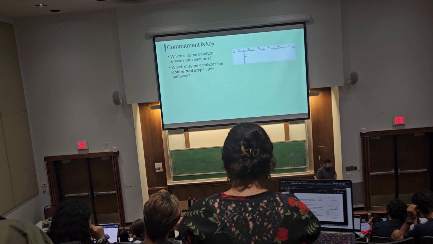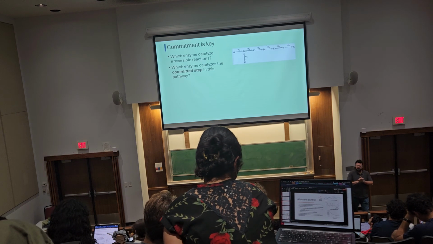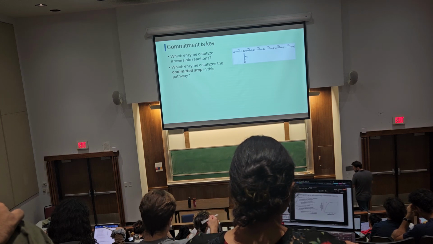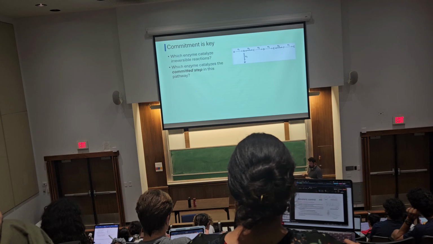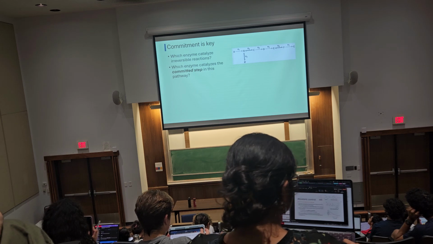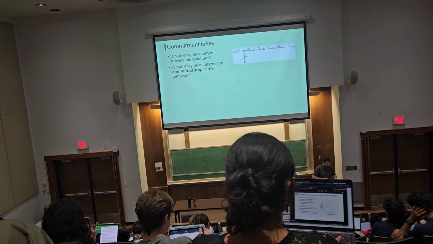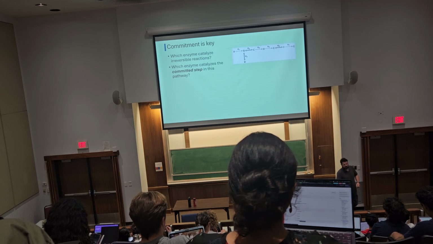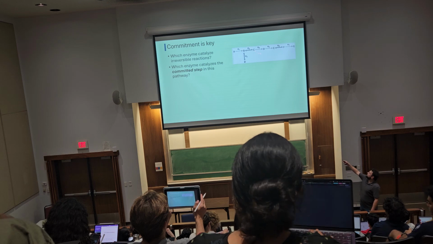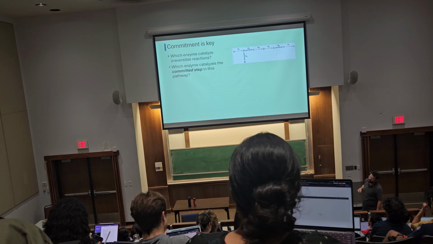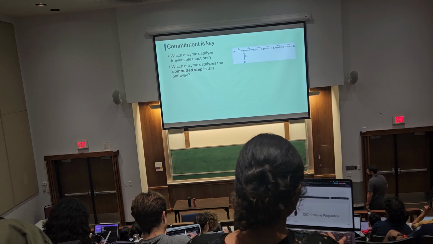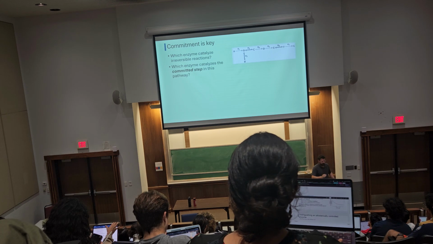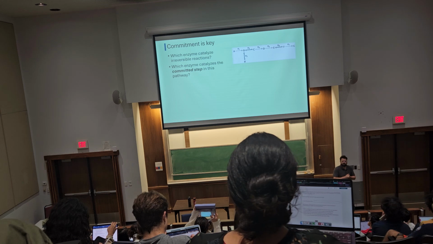Let's start first with the committed step. What is the committed step? This is going to be important to figure out as we look at more and more pathways. So let's see which enzyme catalyzes the irreversible reactions. Each individual letter here is a substrate or product of some enzyme-catalyzed reaction, with the enzyme that catalyzes that reaction above the arrow, so E1, E2, and so on. Which enzymes catalyze irreversible reactions?